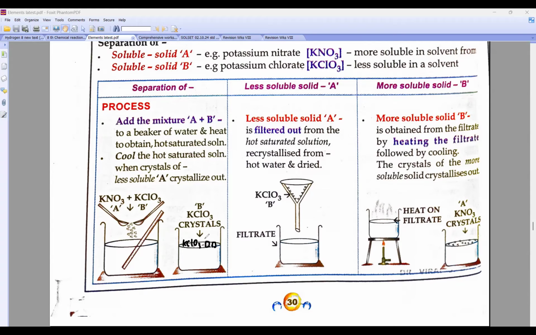So in the textbook they have given it wrong. In the one in which KClO3 is filtered out, they have written less soluble solid A, but less soluble is solid B.